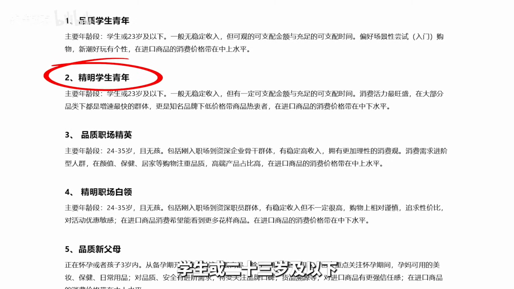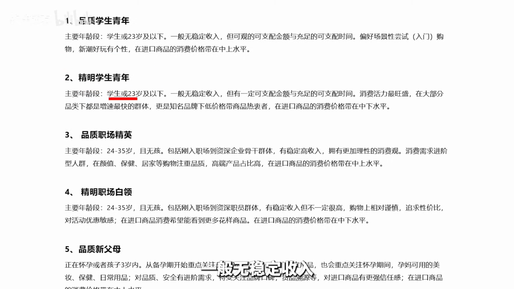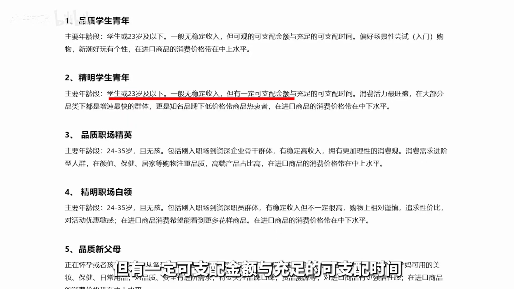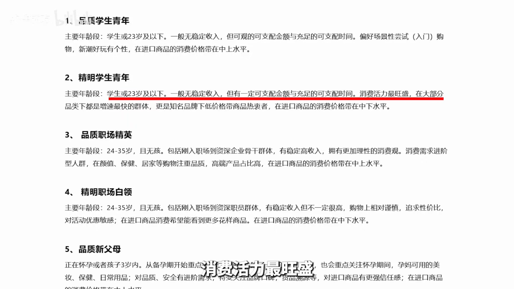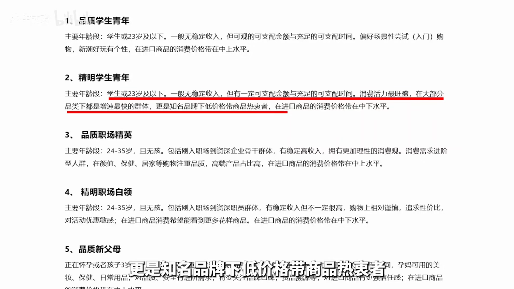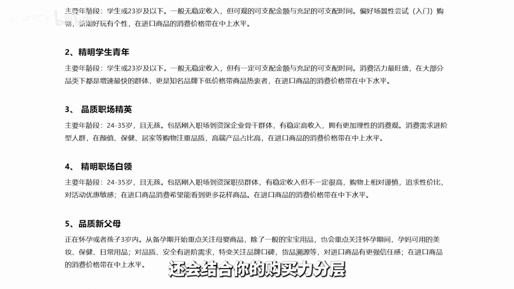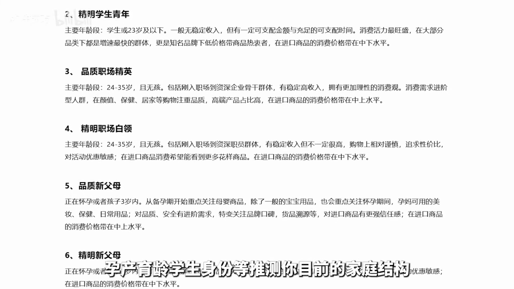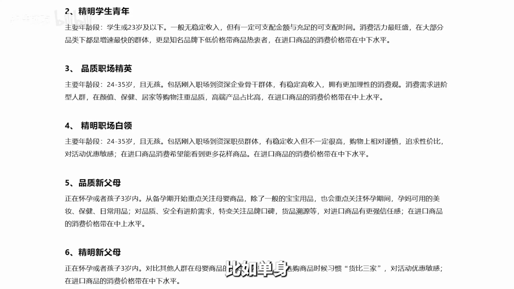For instance, savvy students, young students, or those 23 and under, usually no stable income, but with some spending money and free time. Most vibrant spenders, fastest growing for most brands, and keen on low price range goods from well-known established names. For imported goods, their spending is mid to low range. They factor in your spending power, demographics, pregnancy, age, and student status to infer your family type, single, expecting, or with kids.